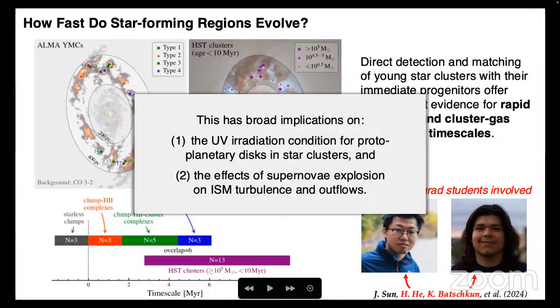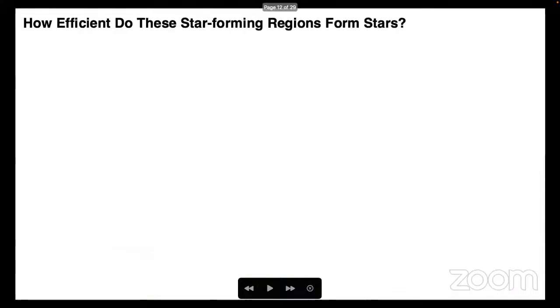That increases the yield of the supernova explosion, which is related to, again, the first talk in this session. Now, this is one question we try to address: how fast do star-forming regions evolve? And it appears that they are very fast. The second question we want to address is how efficiently do these star-forming regions actually form stars? And they are called that because of a reason.